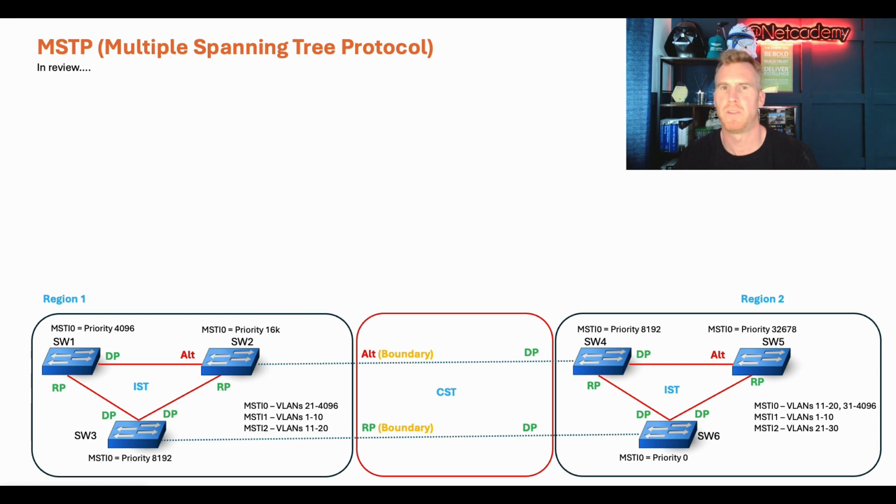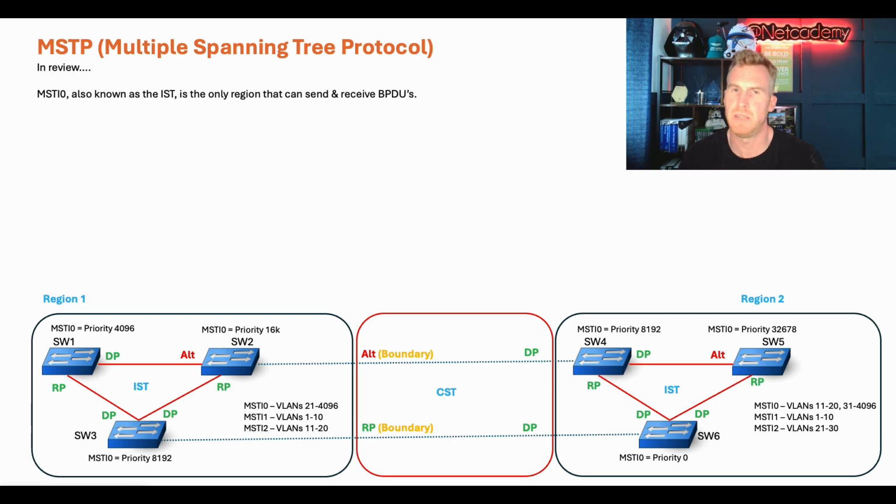So let's finish off by quickly reviewing what we've gone through. First and foremost, the IST, the internal spanning tree, or MSTI 0, that multiple spanning tree instance 0. They're exactly the same thing. It's automatically created for you, it's just there by default. It's the default instance and it's for all non-active VLANs.